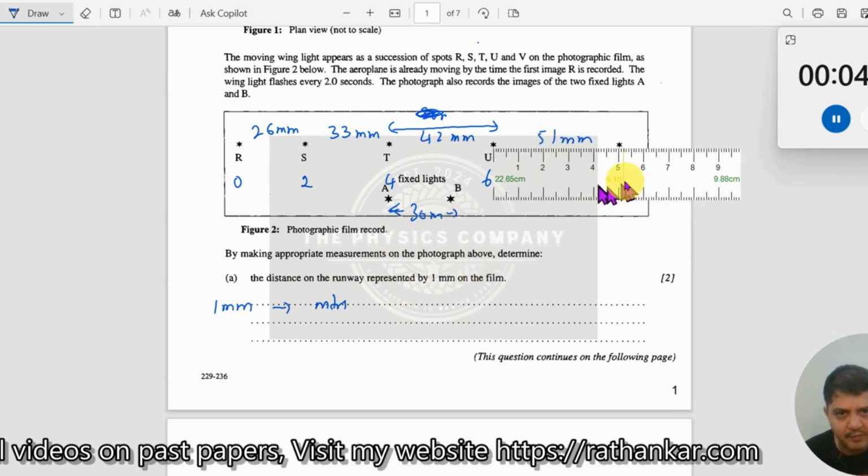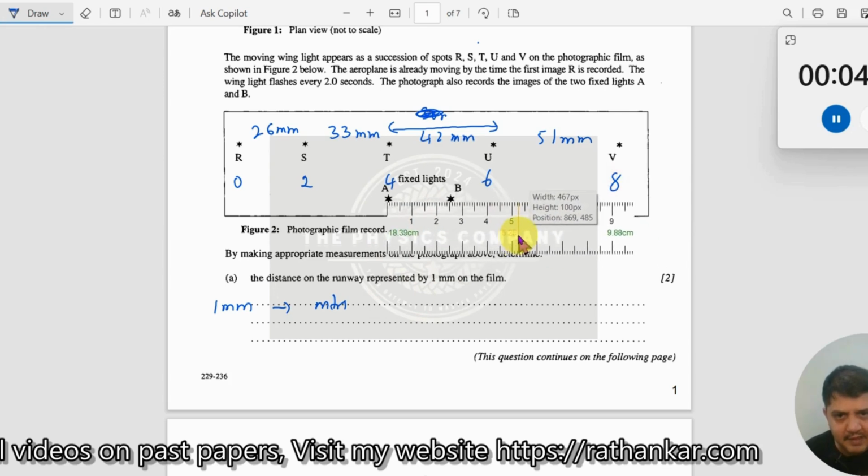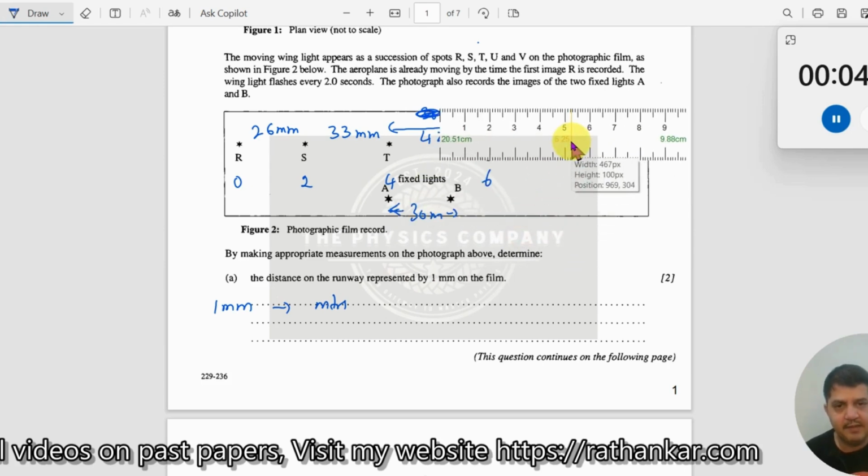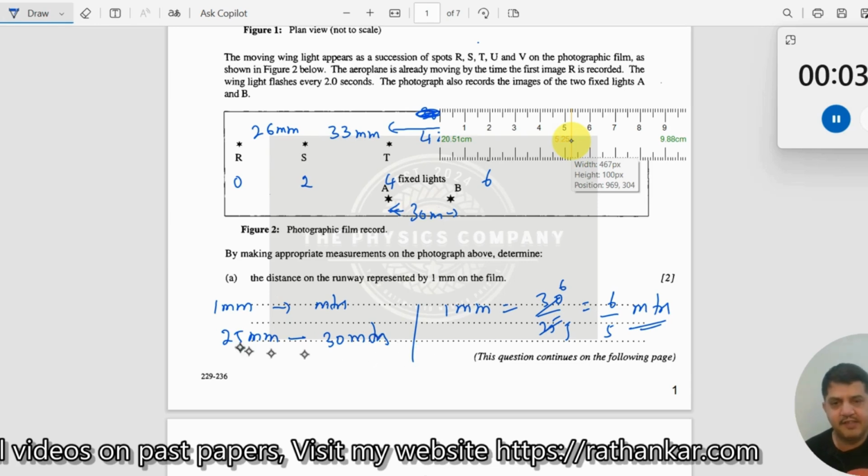So what I do is I pull this one here and keep it exactly here at this point. It seems to be 25 millimeter. So what does it say? It says 25 millimeter is equal to 30 meters as a reference. Or in other words, 1 millimeter is equal to 30 divided by 25, which would be equal to 6 by 5 meters. Okay, so this is what I have got. This is nothing but a scaling.